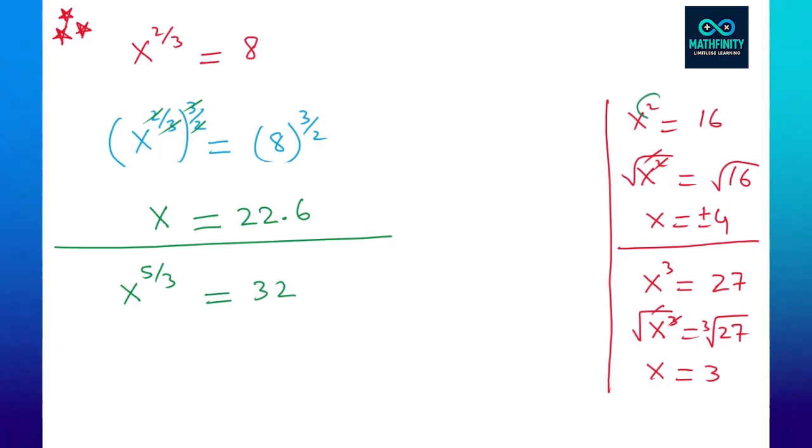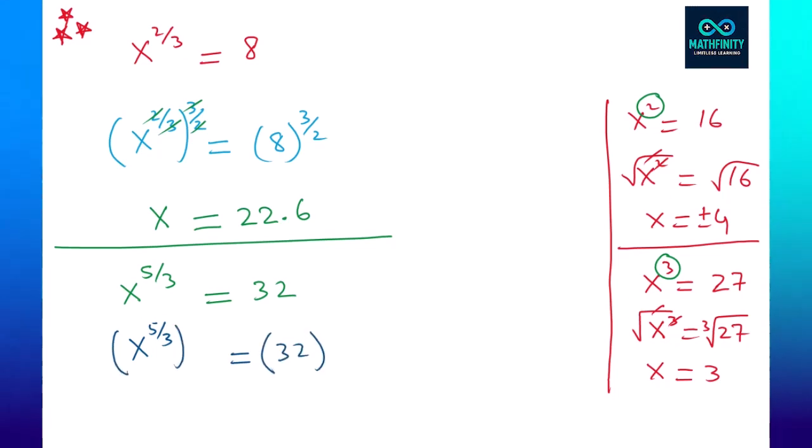For square, we will take the square root. For cube, we will take the cube root. But if the power is fractional, like 5 over 3 or anything, you have to take the opposite power on both sides to remove this power. 5 by 3 is equal to 32.